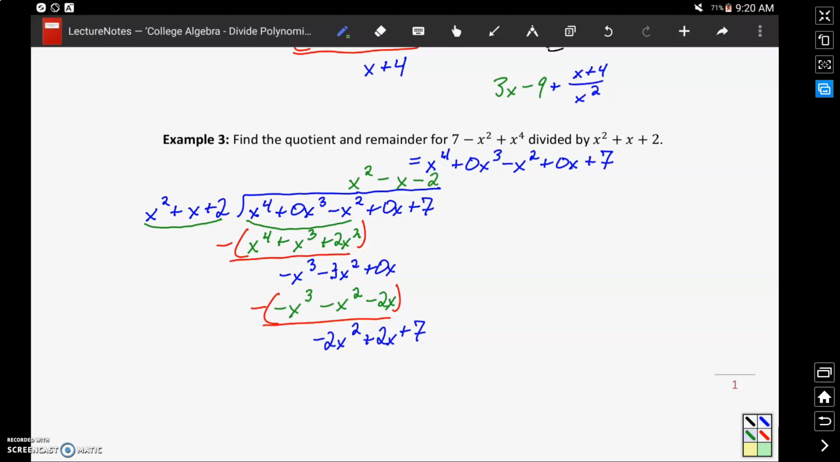Our last step will be to multiply by negative 2, giving us negative 2x squared minus 2x minus 4, which will leave us with 4x plus 11 once we subtract those two rows. So the result of our long division in this case will be x squared minus x minus 2 with that remainder of 4x plus 11.